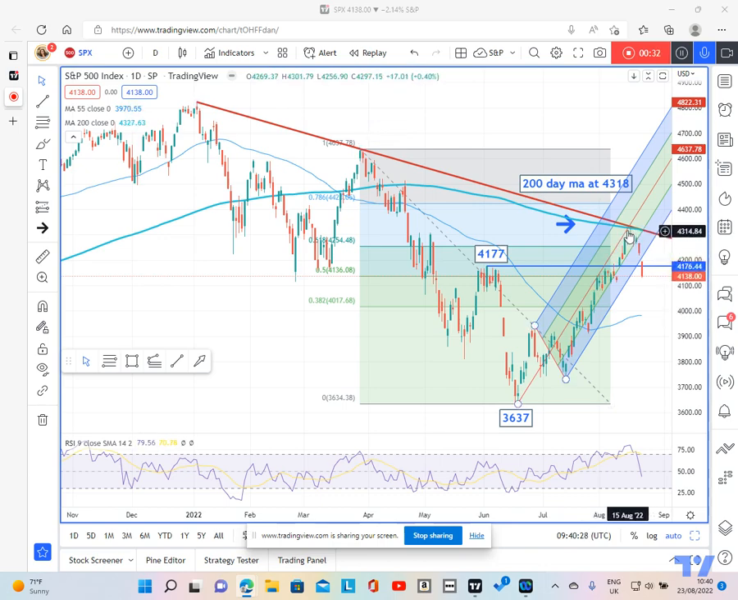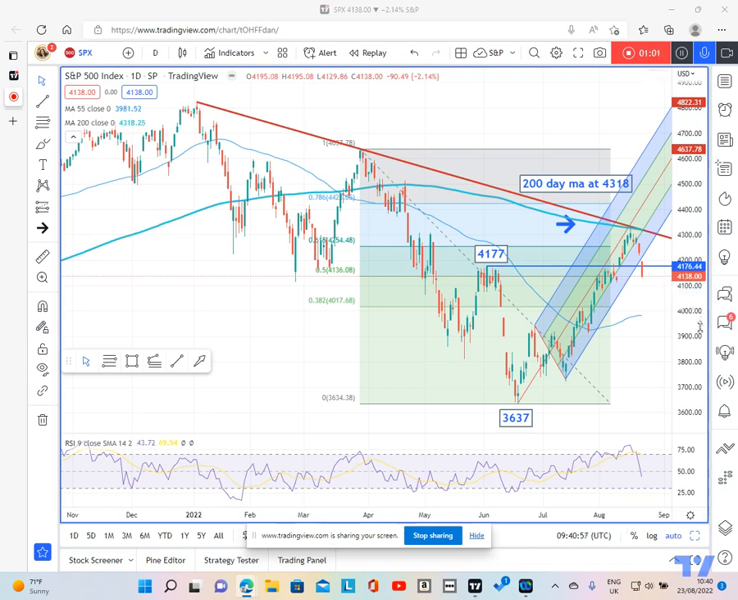We discussed that it was likely to fail in and around the 200-day moving average, and we then discussed in a later video that should it break below the base of this Andrews pitchfork and the previous high back at the beginning of June at 4177, that this would be a negative price action. And this is exactly what we've seen. So what are we looking at now?